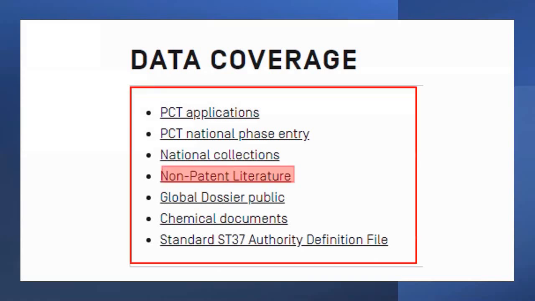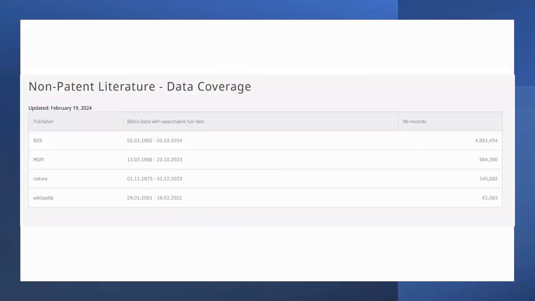I also mentioned non-patent literature, so there's a dedicated page for the coverage of the non-patent literature. Why should you also consider non-patent literature? First of all, what is it? It can be articles, conference proceedings, technical reports, and different kinds of documents that will provide valuable insight, as well as information related to inventions, technologies, as well as innovations.